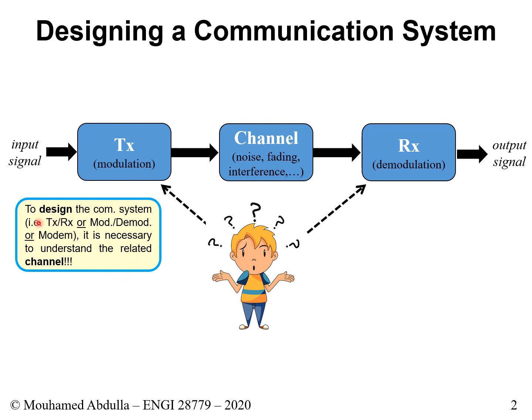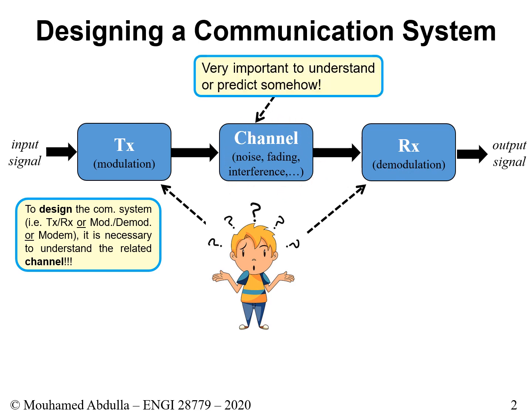Let's just read it again because I got distracted with some terminologies. To design the communication system, in other words, to design the transmitter and to design the receiver, it is necessary to understand the related channel. So anytime you are trying to figure out what to put in your transmitter, how to build this device and how to build this device, you always have to ask yourself, what is the channel? It's very important to understand and to predict somehow the channel.